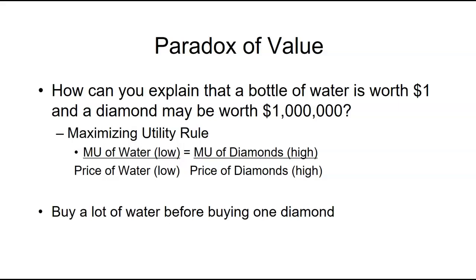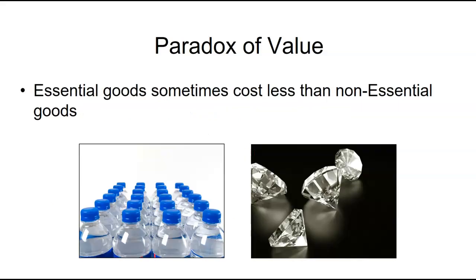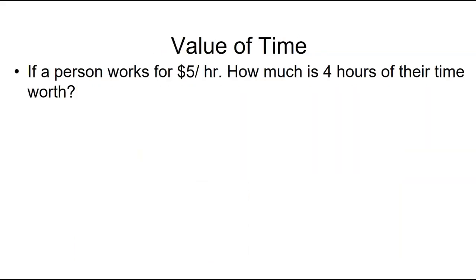Now again, I think the bigger paradox is eventually people do typically buy diamonds for various different reasons. But the marginal utility per dollar helps explain why this thing in fact happens. So essential goods, like water, sometimes cost less than non-essential goods, the diamonds. This is a paradox, it doesn't make sense, and yet we all agree that it occurs, and the marginal utility per dollar helps us explain this.